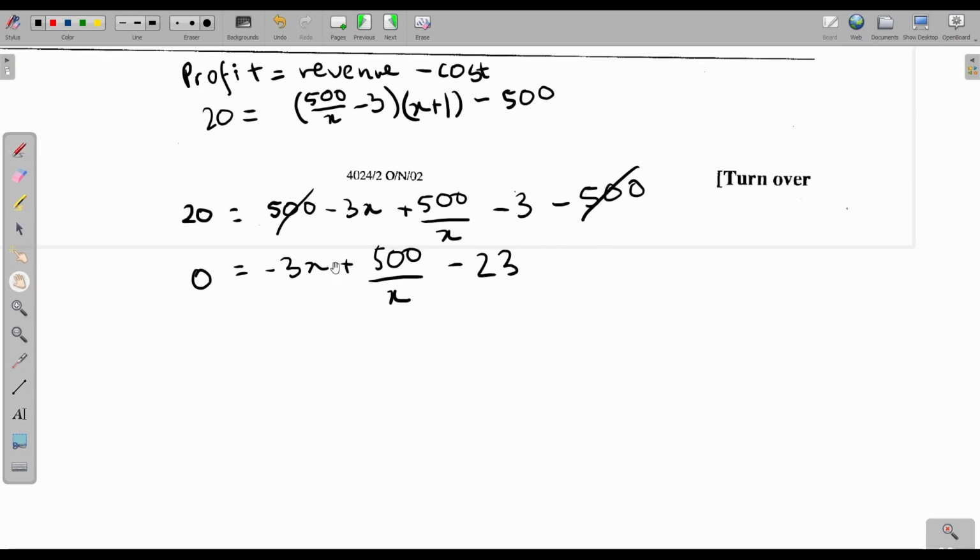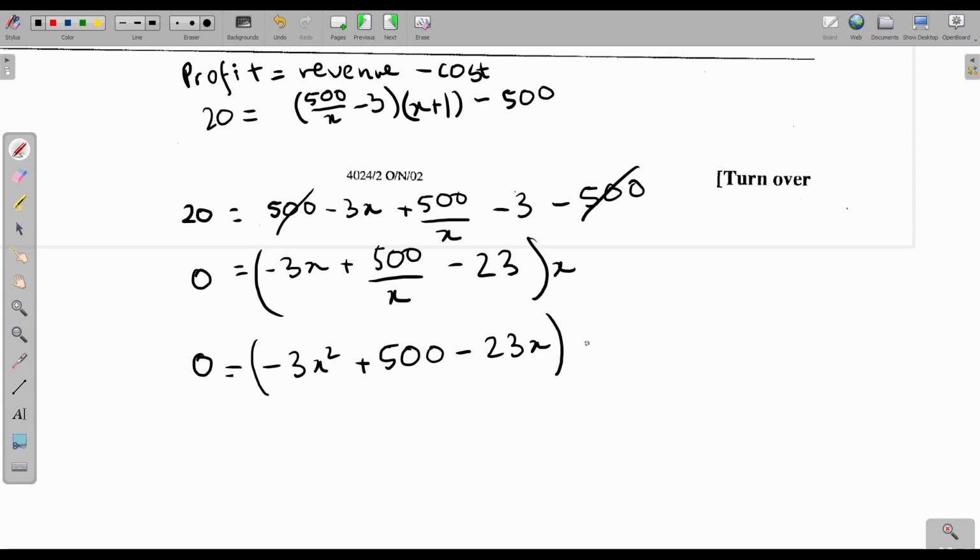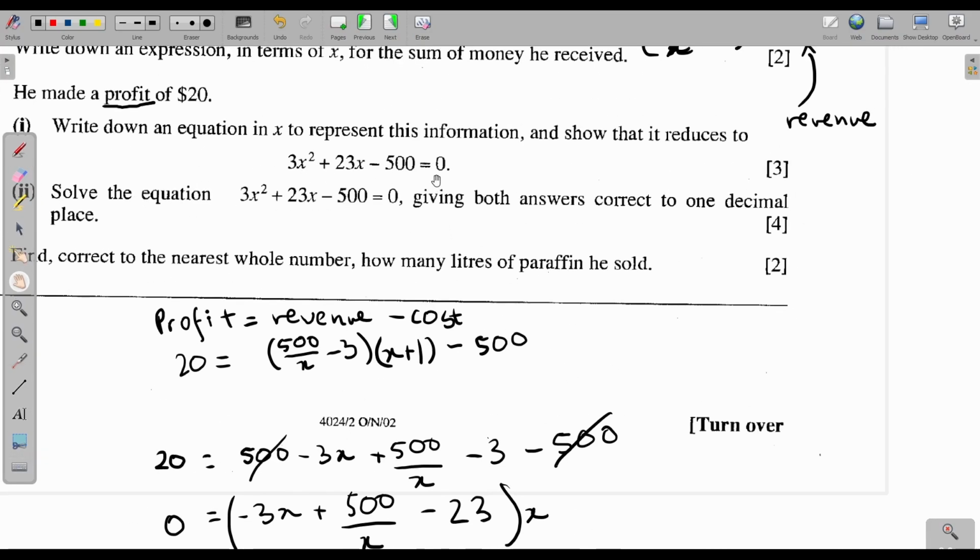Okay, the last thing I need to do is get rid of this x, so I can multiply the whole thing over here by x and multiply 0 by x as well, but 0 times x is still 0. So this would be minus 3x squared plus 500 minus 23x, and then I can also multiply the whole equation by minus 1. Do the same thing on this side. It still gives a 0 over there, but here it just flips the signs of everything, so this becomes 3x squared plus 23x minus 500. And I think that is what they wanted us to show.